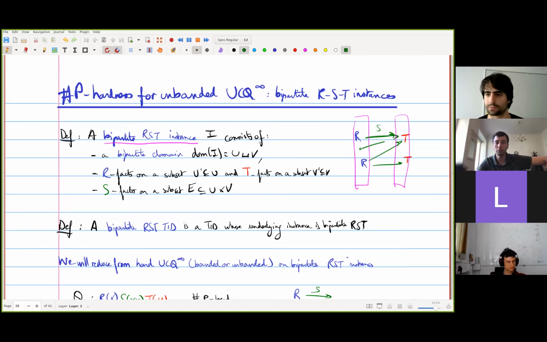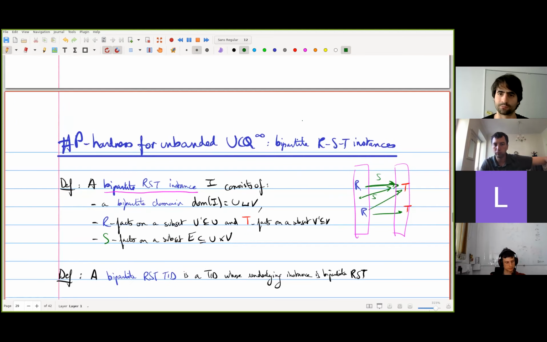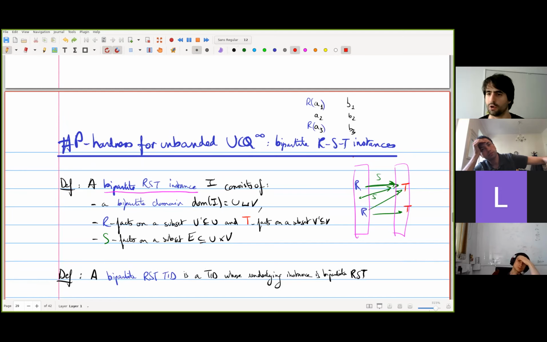Maybe I'm not being very clear here. So the domain of a bipartite RST instance has some domain elements called A's and some domain elements called B's. On some A's, I have the fact R. On other A's, I do not. On some B's, I have the fact T. And on some other B's, I do not. And I have some S facts like this.